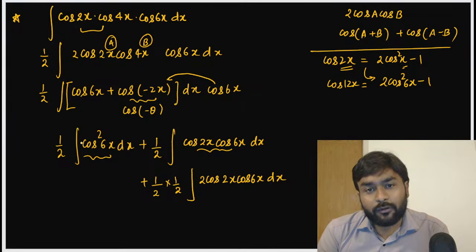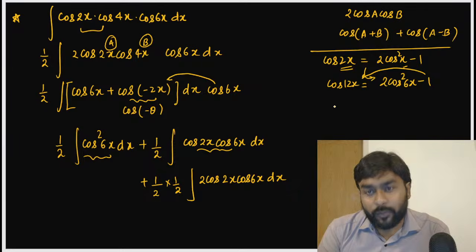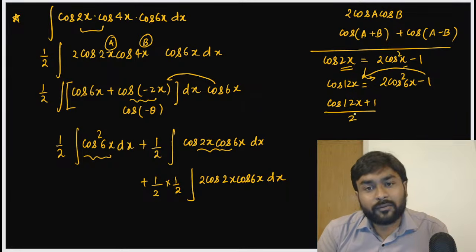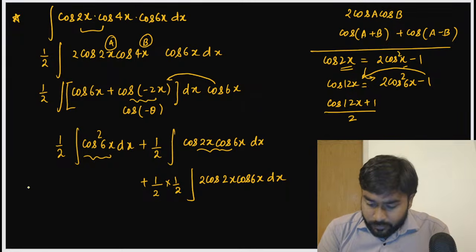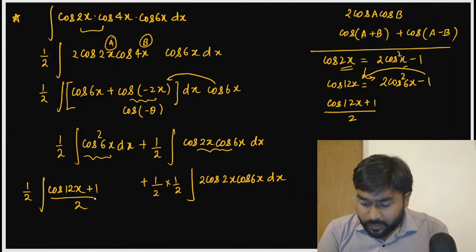Now we need the value of cos square 6x. So minus will go there, so it will become plus. So cos 12x plus 1 divided by 2 will come. Here we will write 1 by 2, cos 12x plus 1 by 2, dx.